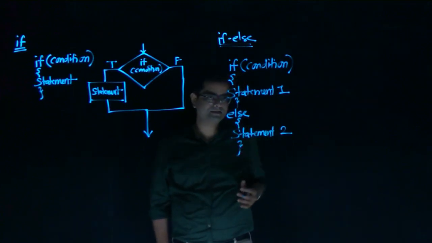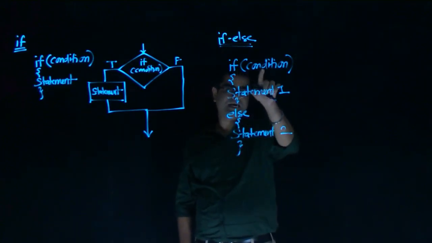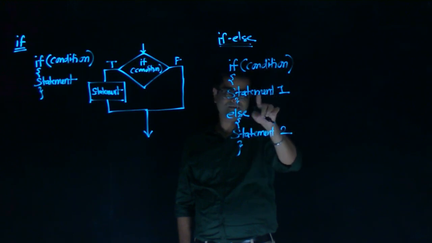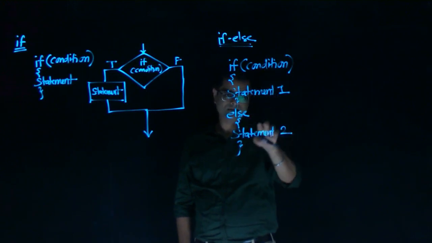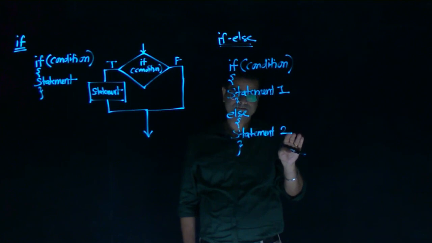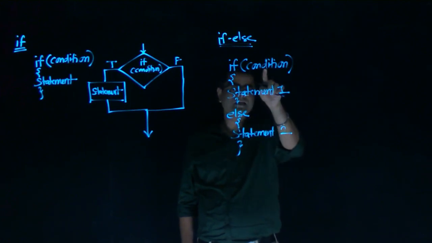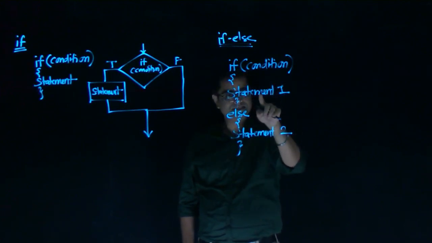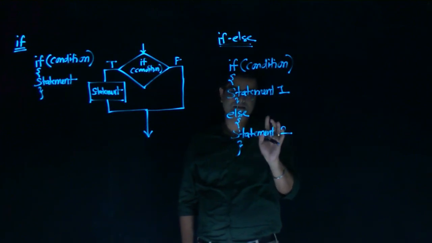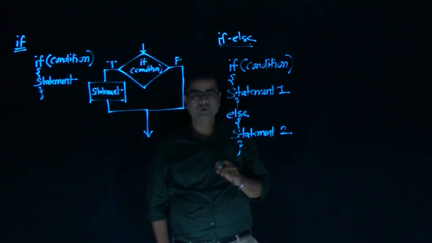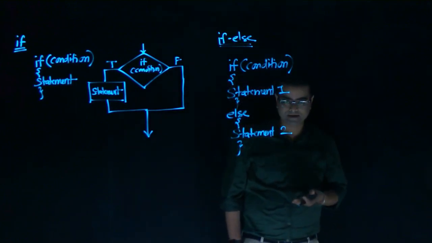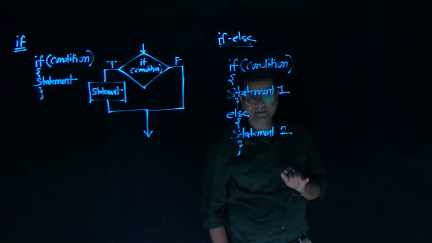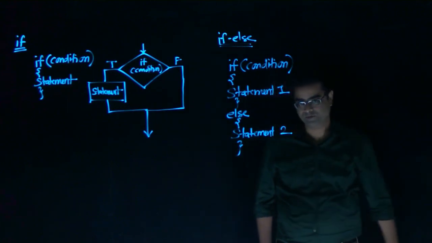So it states like this: if this condition is true, statement 1 will get executed and statement 2 will get skipped. If the same condition is false, then statement 1 will get skipped, but statement 2 will get executed. So for a true condition, statement 1 will get executed. For a false condition, statement 2 will get executed.